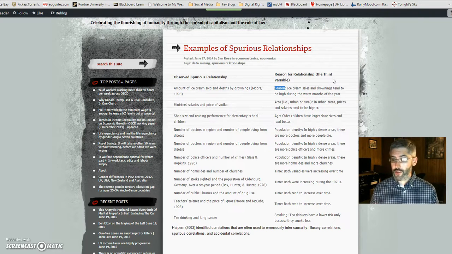Therefore, we can say the relationship between ice cream sales and drowning deaths, even though it's strongly correlated, is a spurious relationship. So this is an important thing to keep in mind. There's a very distinct difference between correlation and causation.